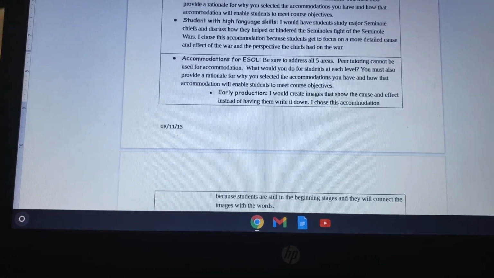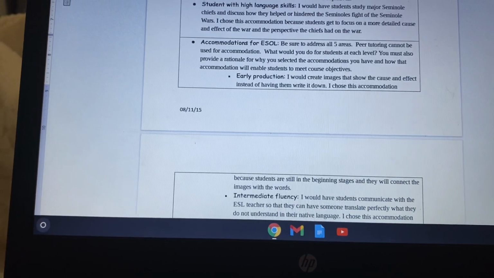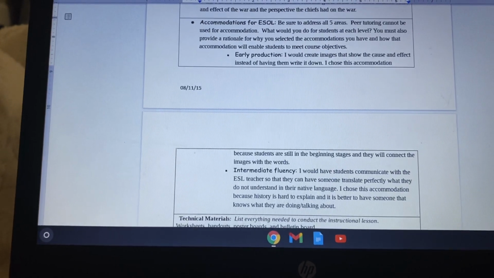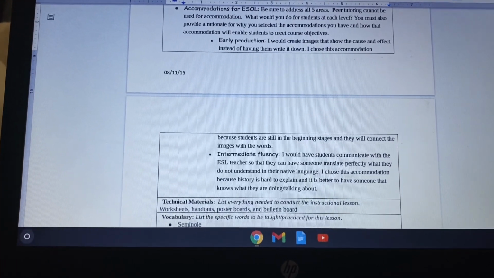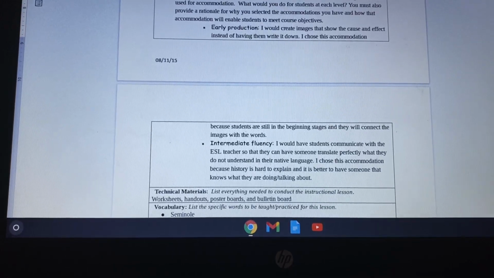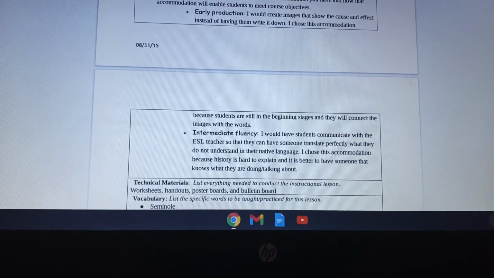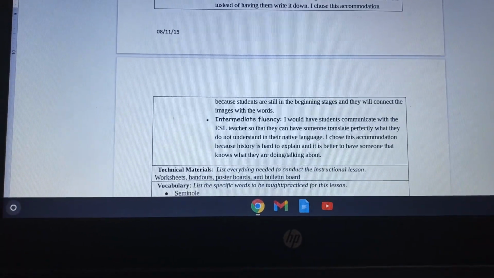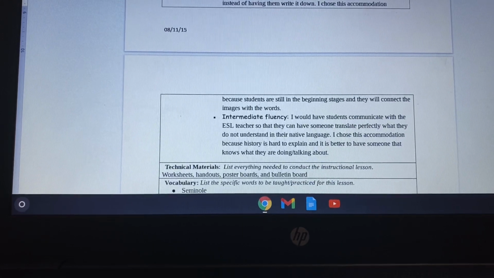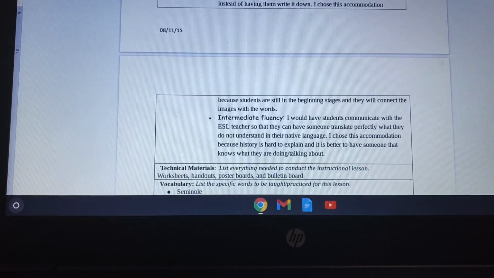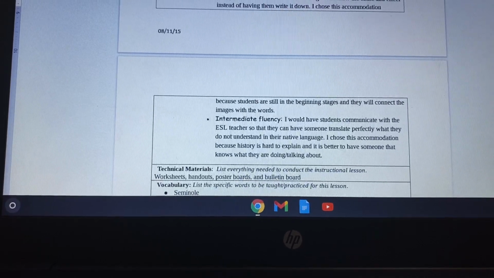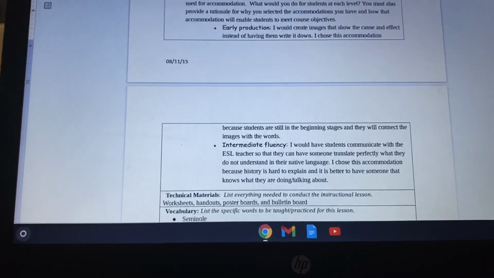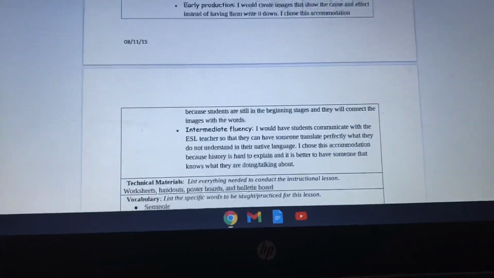And then again for ESOL, I chose early production and intermediate fluency. And I said for early production, I will create images that show the cause and effect instead of having them write it down. I chose this accommodation because students are still in the beginning stages and they will connect the images with words. And then for intermediate fluency, I would have students communicate with the ESOL teacher so that they can have someone translate perfectly what they do not understand in their native language. I chose this accommodation because history is hard to explain and it's better to have someone that knows what they're talking about.